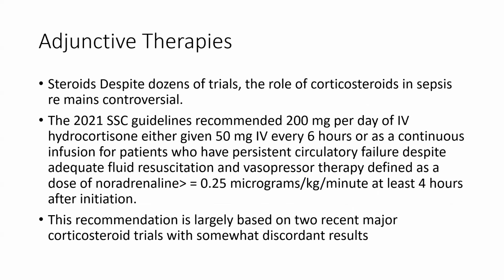Now about adjunctive therapy. Steroids: despite dozens of trials, the role of corticosteroids in sepsis remains controversial. In 2021, the Surviving Sepsis Campaign guideline recommended 200 mg per day of IV hydrocortisone, either given as 50 mg every 6 hours or as a continuous infusion, for patients who have persistent circulatory failure despite adequate fluid resuscitation and vasopressor therapy, defined as a dose of noradrenaline more than 0.25 microgram per kg per minute at least 4 hours after initiation.